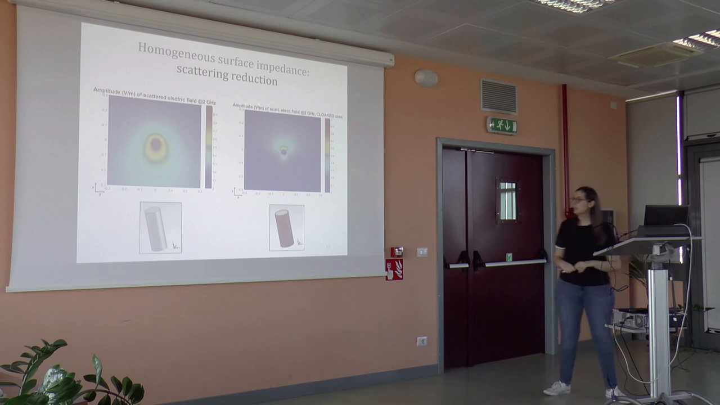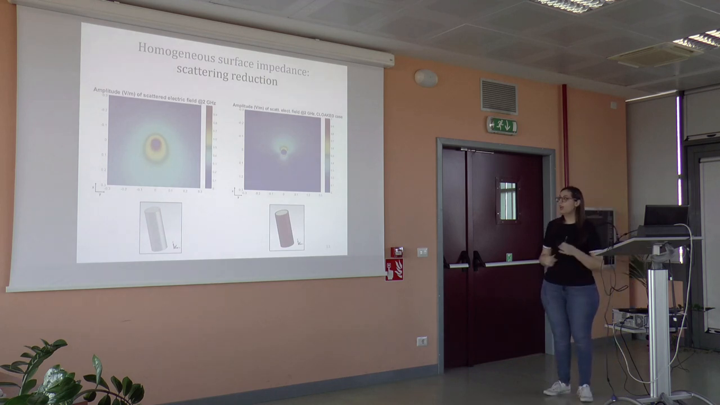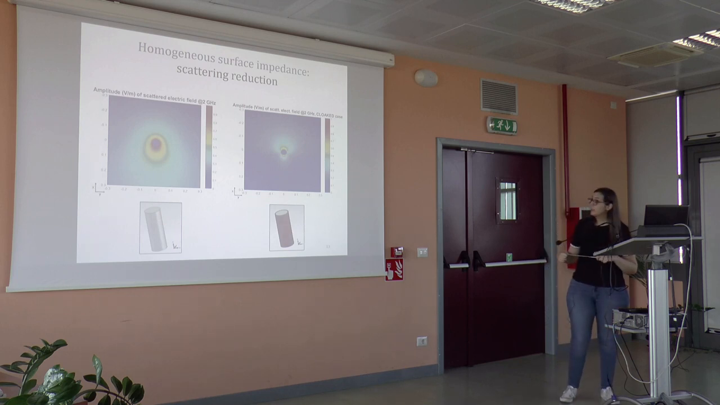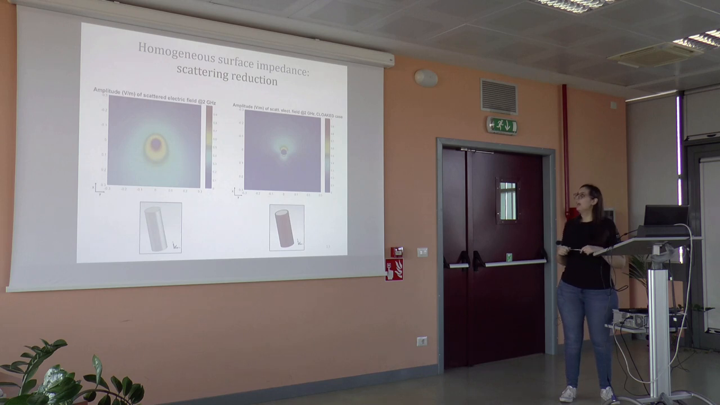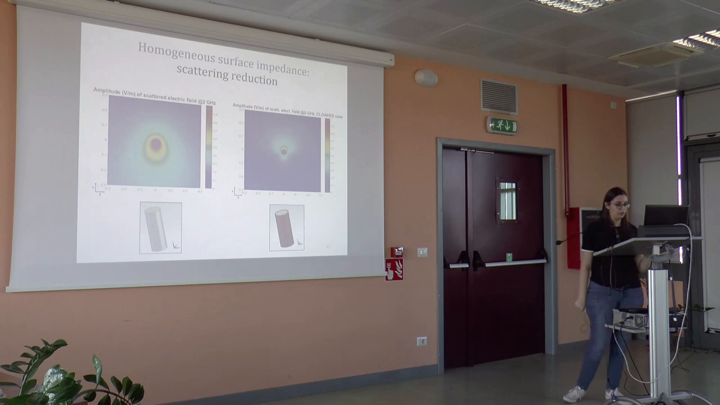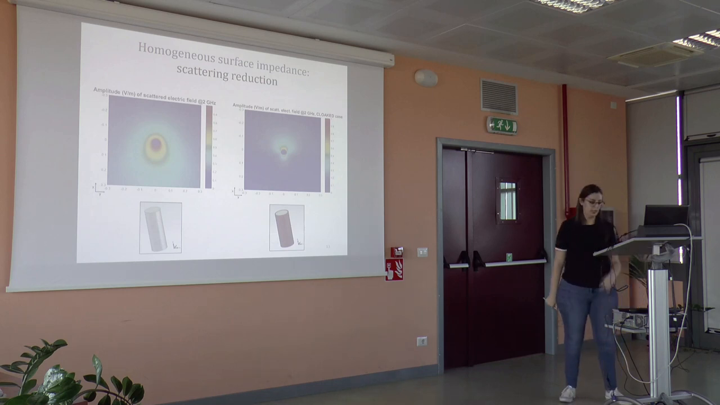Here there are some results of the scattered field from the bare and cloaked structure. So on the left we have the scattered field just for the metallic cylinder, and instead on the right we have the scattered field for the cloaked structure, which is indeed strongly reduced with respect to the previous case.